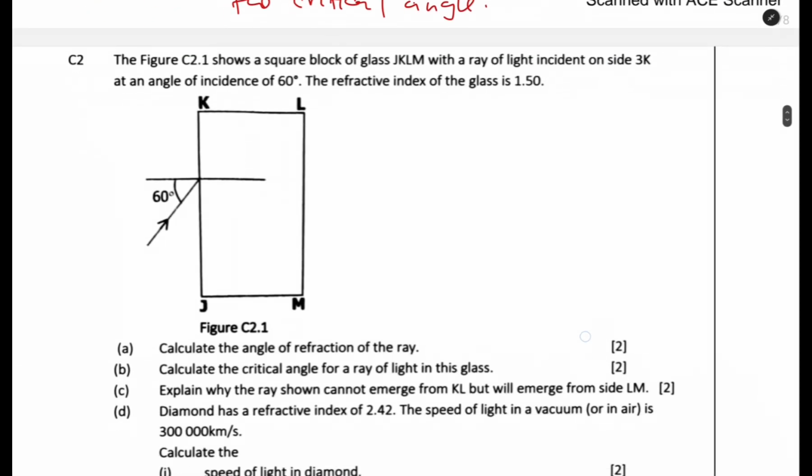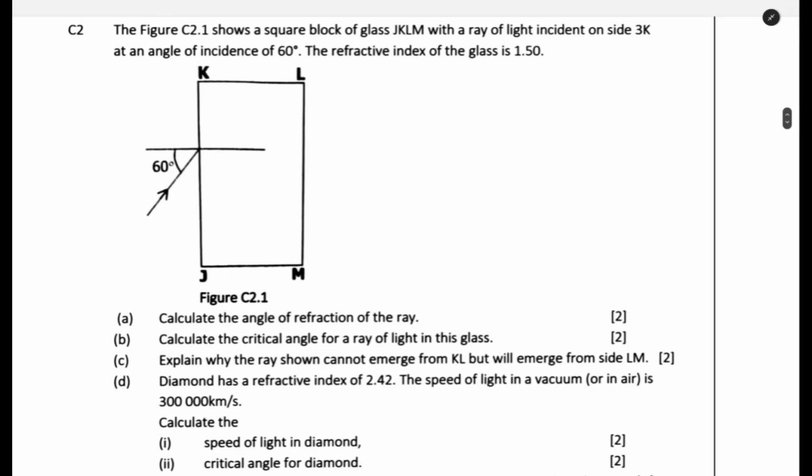Then here is the third question that we are answering. Figure C 2.1 shows a square block of glass KLM with a ray of light incident on KJ. So this is J, please. So this is the KJ, and the ray is incident on KJ, as you can see from this side. Calculate the angle of refraction. So how do you find the angle of refraction? The refractive index of the glass is given.